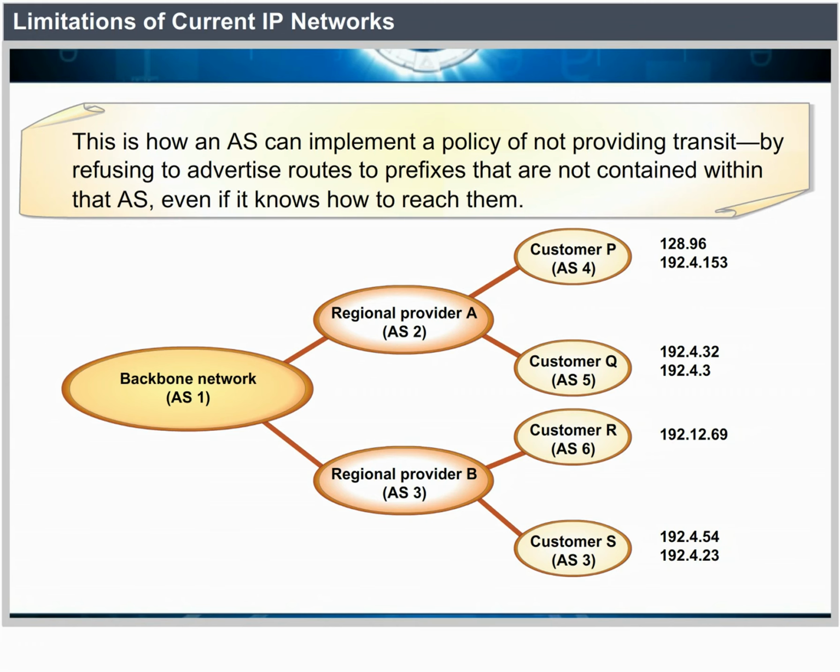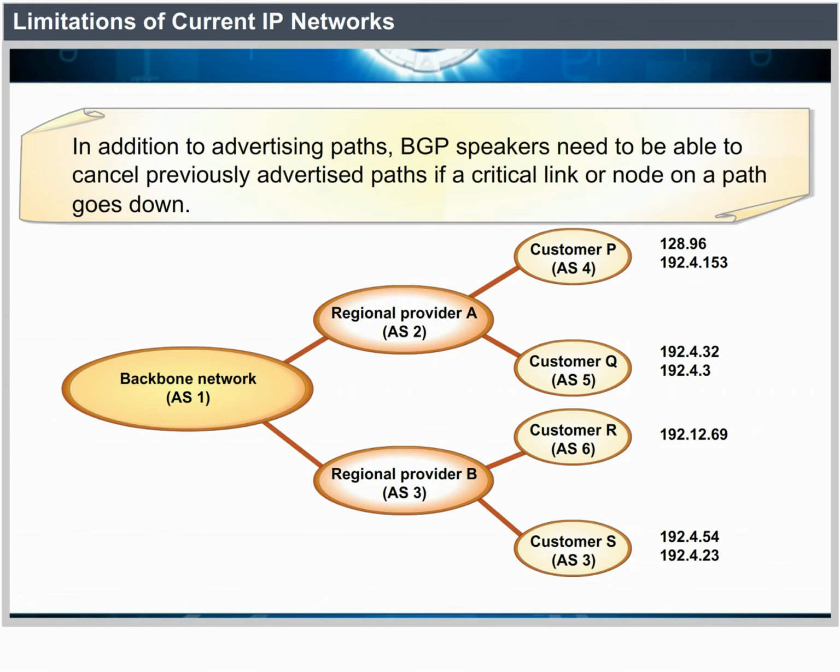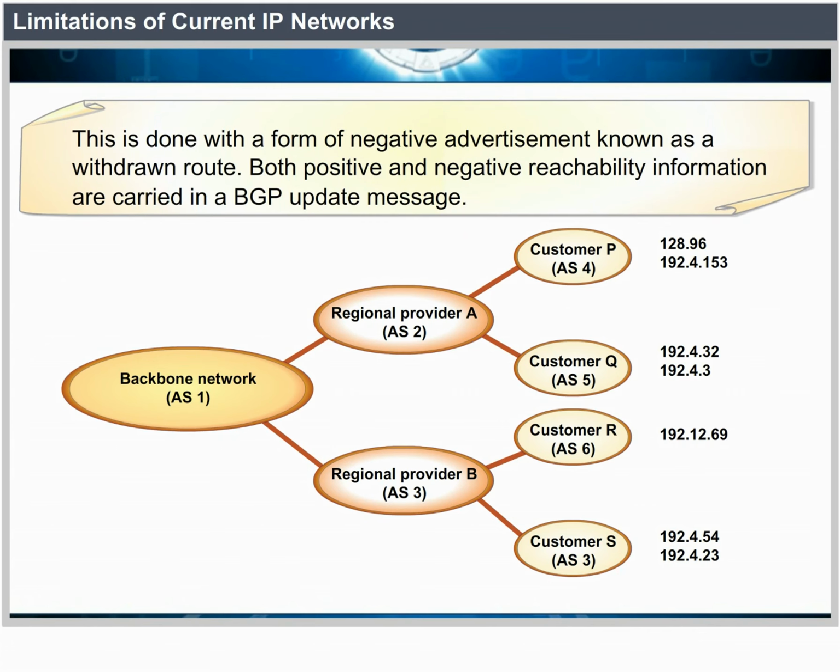In addition to advertising paths, BGP speakers need to be able to cancel previously advertised paths if a critical link or node on a path goes down. This is done with a form of negative advertisement known as a withdrawn route. Both positive and negative reachability information are carried in a BGP update message.